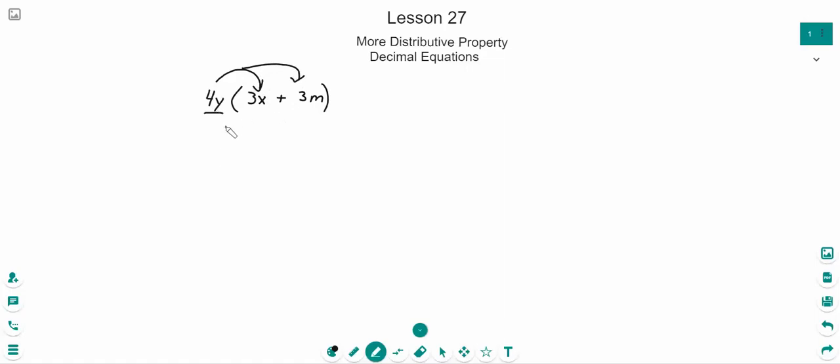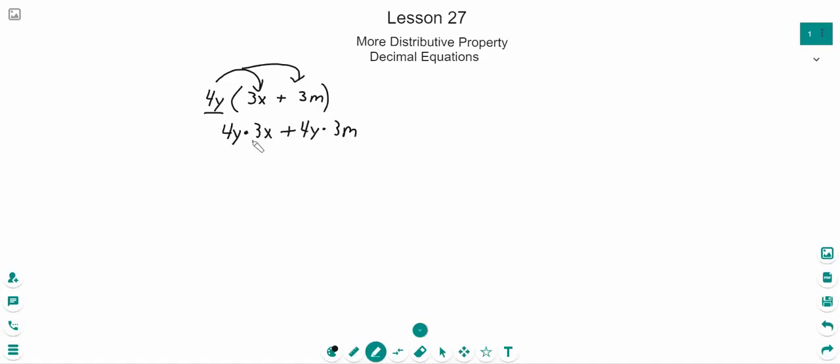So we take this 4y and we multiply that by the 3x, and then we add the 4y times the 3m. I got those by simply taking this 4y and multiplying it by the 3x, and taking the 4y again and multiplying it by the positive 3m, which is going to give me a positive answer. That's where this plus sign came from, a 4y times 3m.